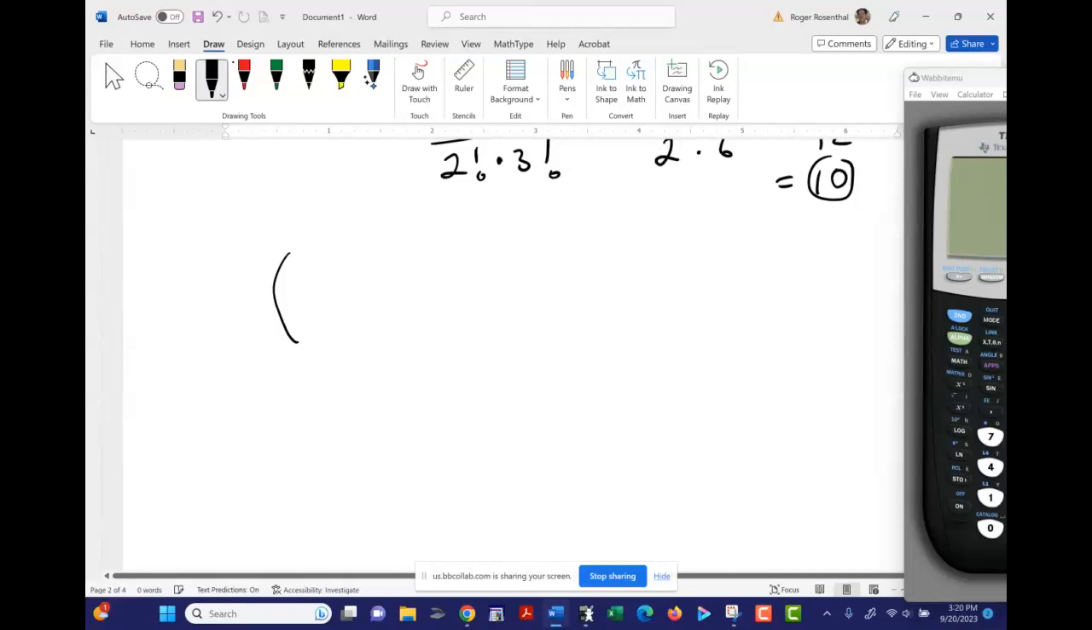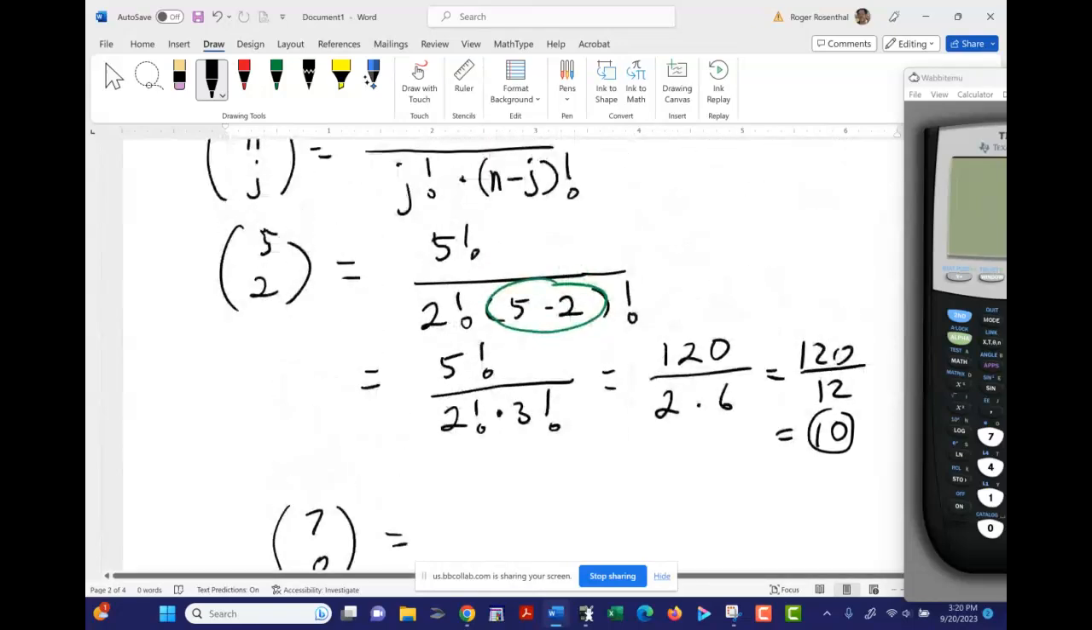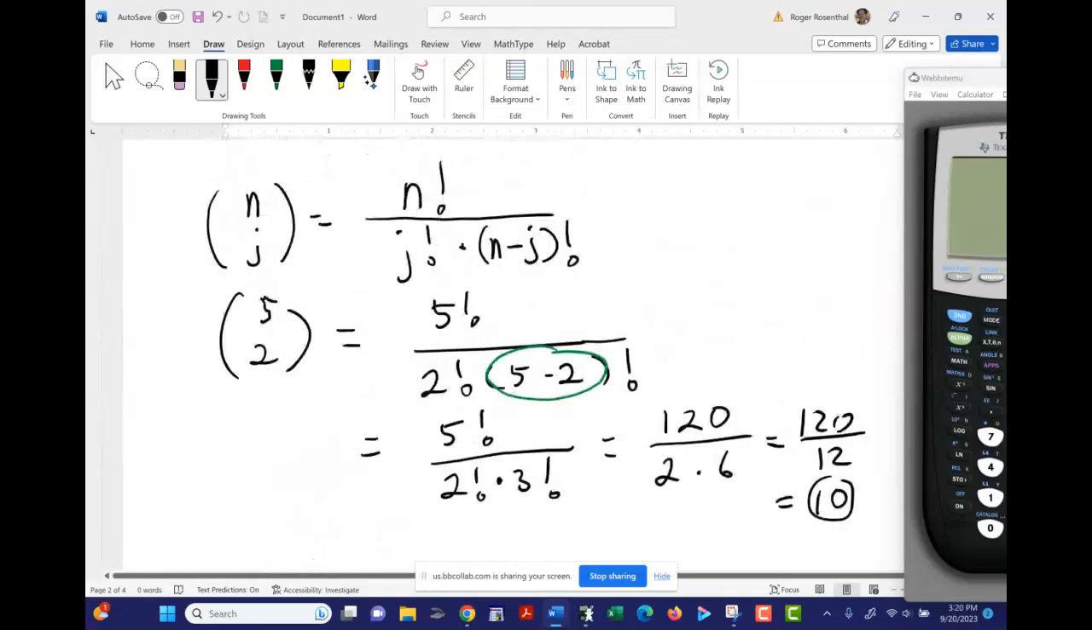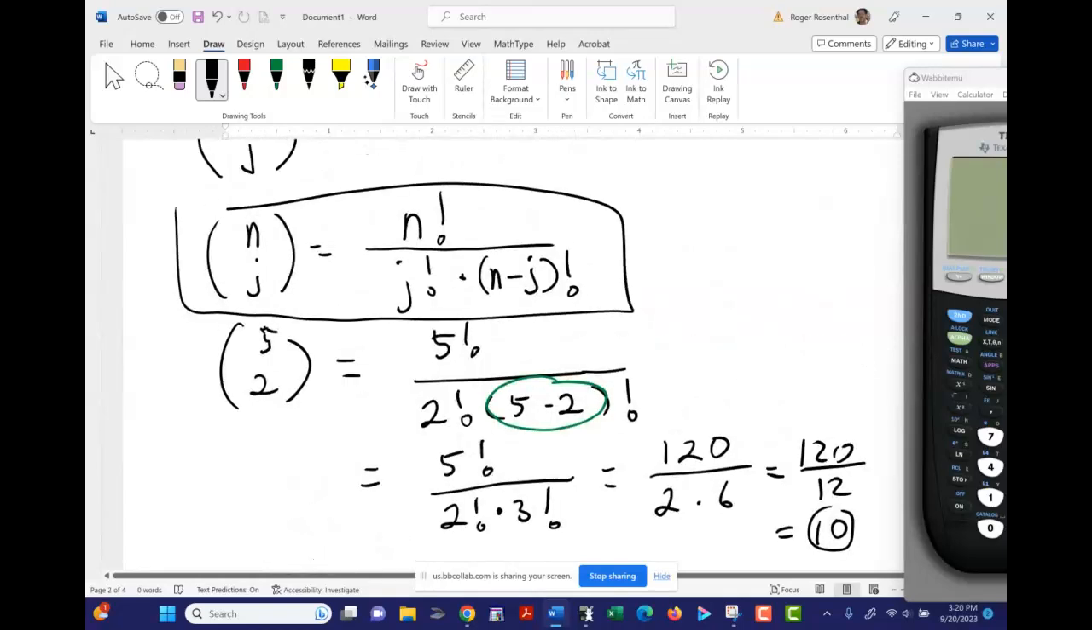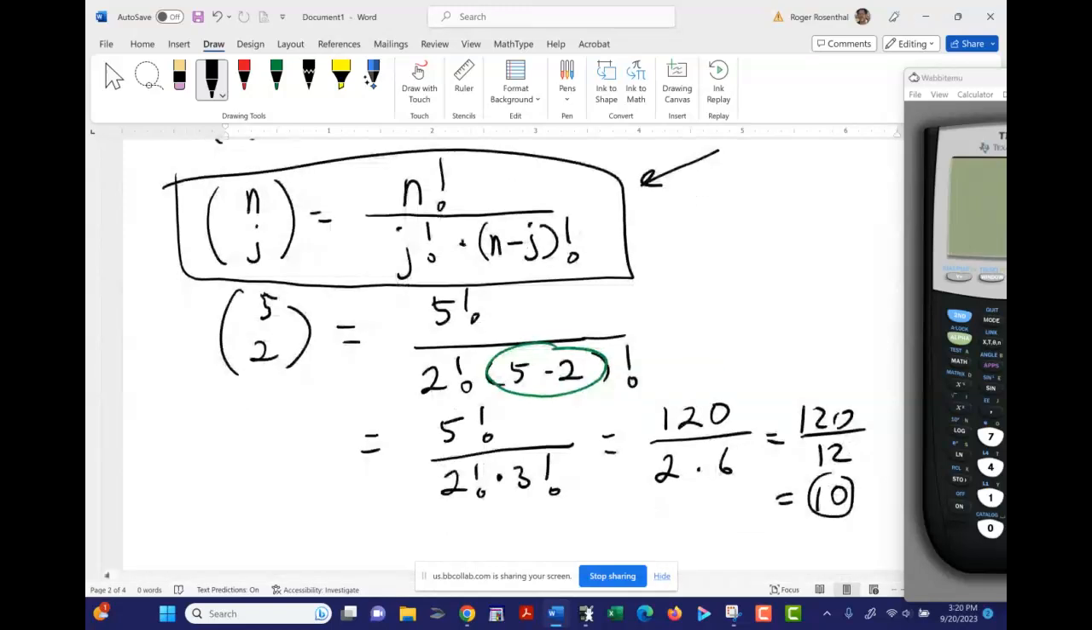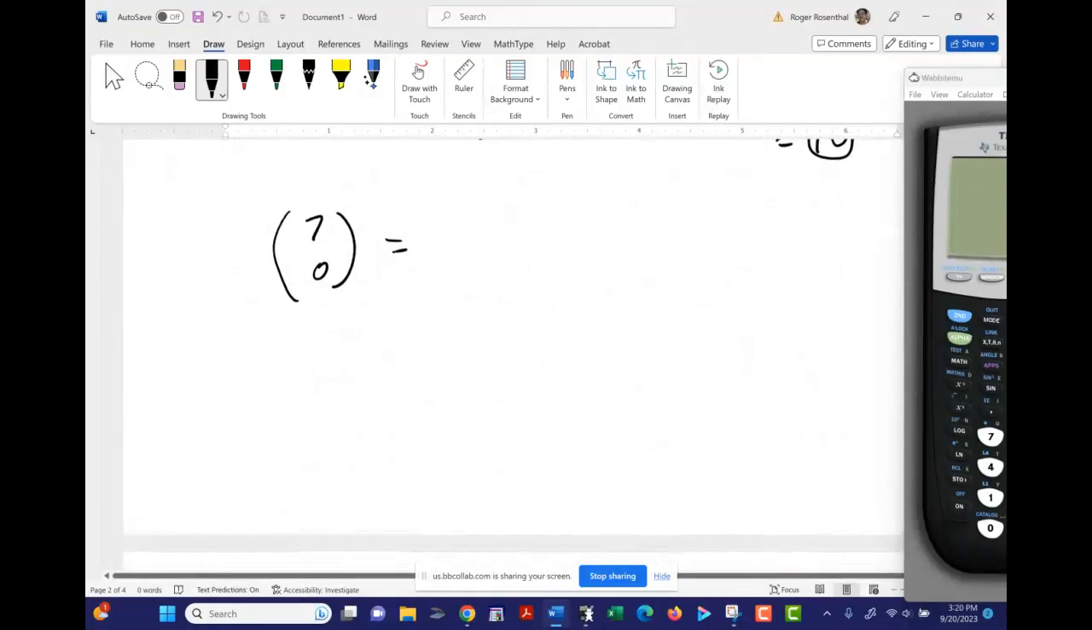Okay, the next one we're going to look at is 7 choose 0. You can do 7 choose 0. Let me see, can I get the formula on the screen at the same time? No, but pause the video and see if you can get the answer using that formula for 7 choose 0. Pause the video, try it, and then restart the video.